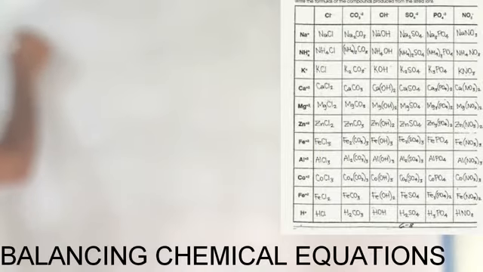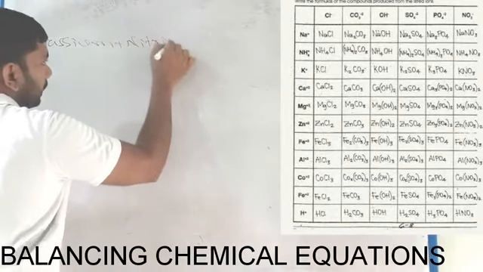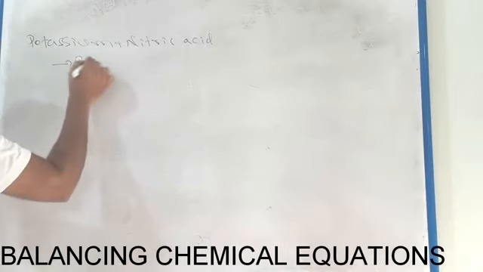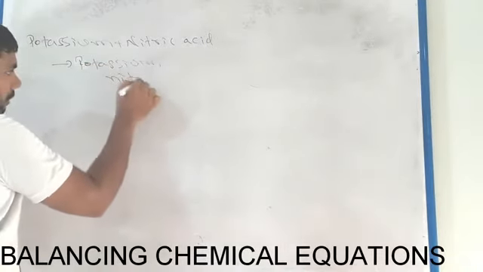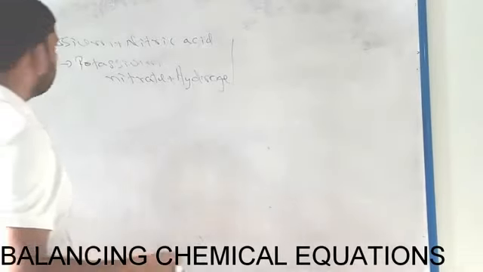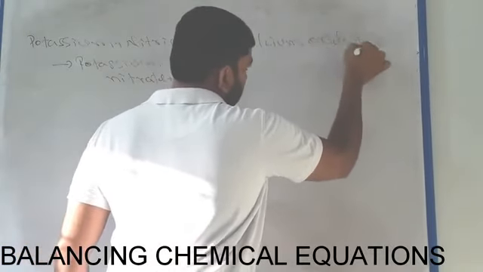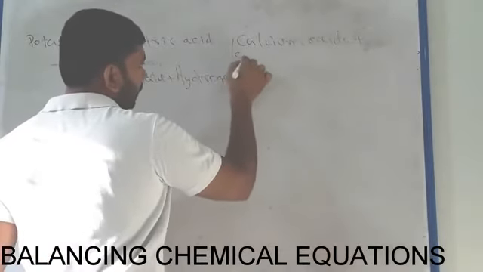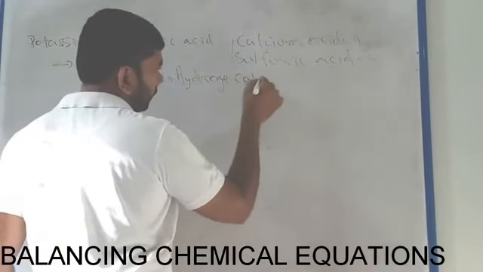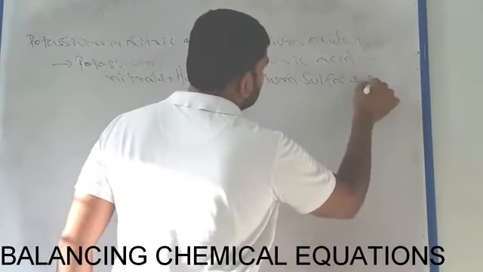Potassium plus nitric acid giving potassium nitrate plus hydrogen gas. Try to balance this one. Pause the video and try this. Another one, calcium oxide plus sulfuric acid giving calcium sulfate plus water.